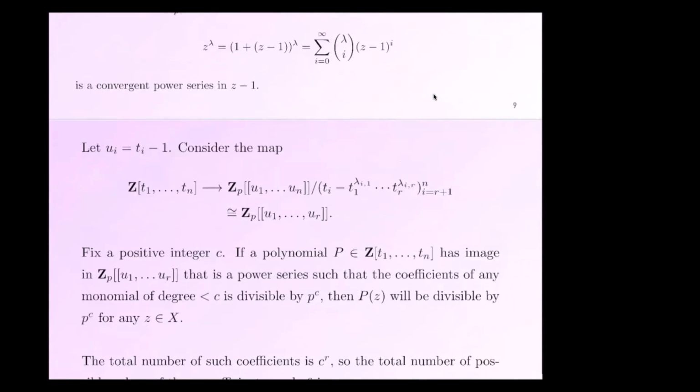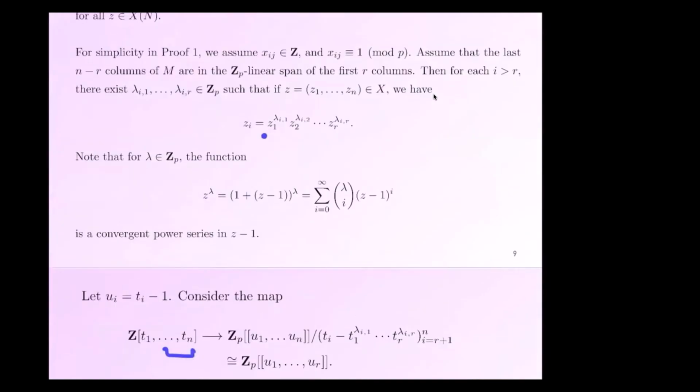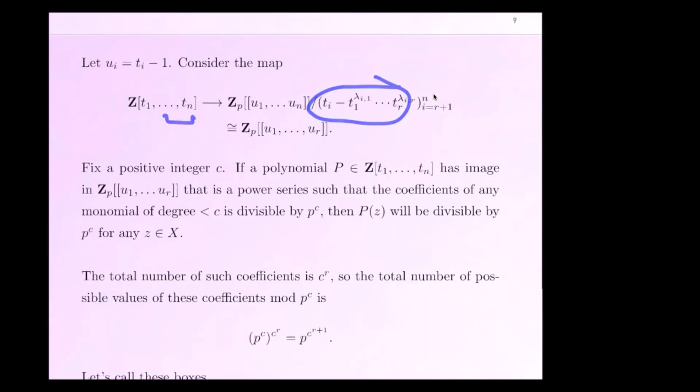Because for any z in X, the evaluation of P at z_1 through z_n sort of factors through this map, because the last n minus r coordinates of z, it's what I was saying here, exactly satisfy this relationship with the first. Okay, so I can evaluate it by evaluating here by whatever power series I get and plugging in u_i equals z_i minus 1. Now z_i minus 1 is divisible by p.